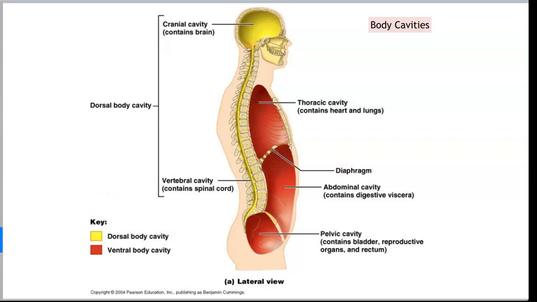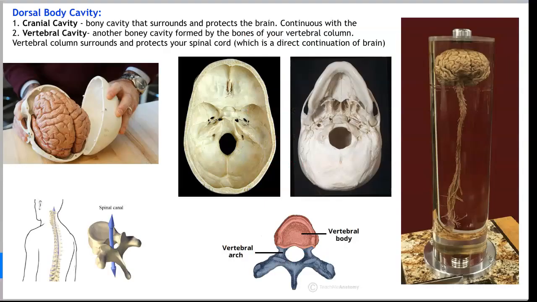So let's look at that dorsal body cavity a little bit closer. So that cranial cavity, the dorsal body cavity, that just tells you the location. These are on the back side. The first one is the cranial cavity. It's a bony cavity that is surrounding and protecting the brain. This is all hard bone.